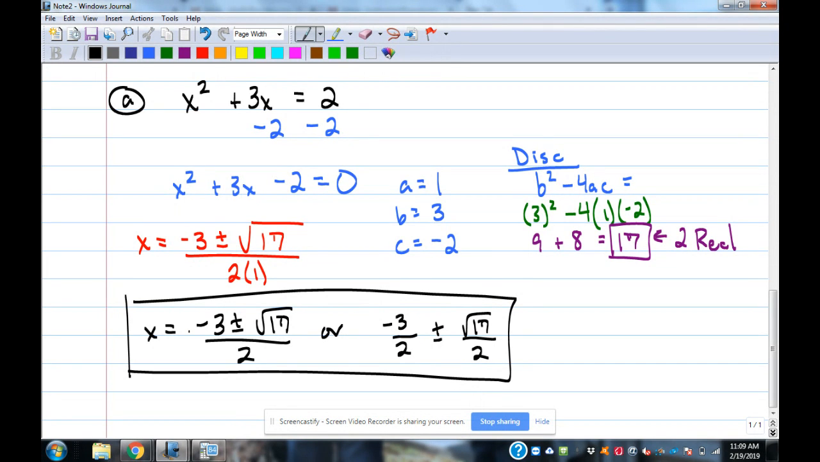If you wanted the decimal equivalent to that, you just type those into the calculator. You get -3 over 2 plus the square root of 17 divided by 2. Get that decimal. And then you do -3 over 2 minus the square root of 17 over 2. Get that decimal out of that, if for some reason you needed the decimal. We really don't need that too much until we start graphing next week. So we won't worry about the decimals. I want exact solutions for the most part today. Okay, let's look at another one.